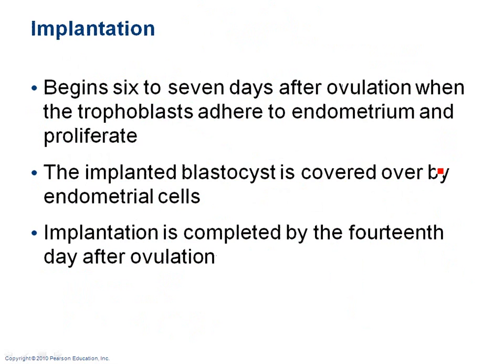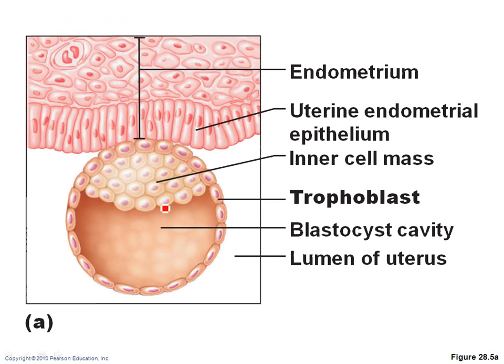Implantation. Okay, so 6 or 7 days after ovulation, you've had fertilization. The zygote has come down the fallopian tubes to the uterus. Basically, this blastocyst will implant in the endometrial cells of the uterus. And I've got a picture of that. I've got 2 pictures to show you.